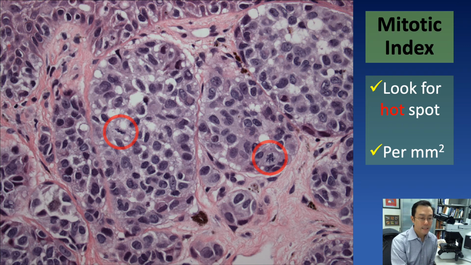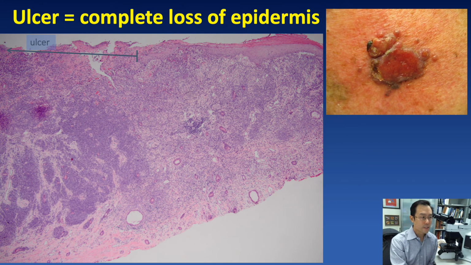Mitotic index is reported on a per square millimeter basis, and the convention is to look for a hotspot. So one scans the entire invasive component and looks for a field that has the highest number of mitoses in a single field, and then you can start counting from there. Ulceration is defined as complete full thickness loss of the epidermal surface and can often be corroborated clinically.